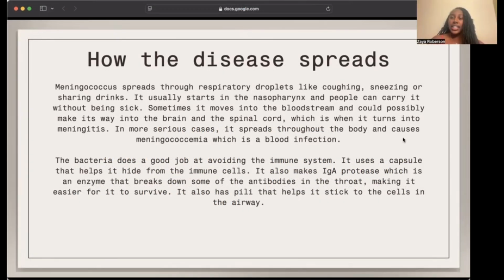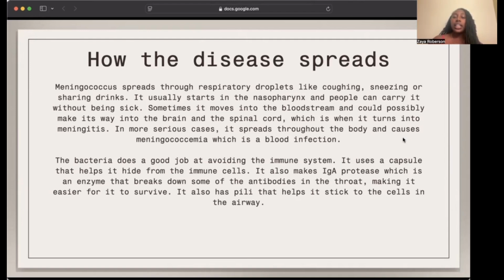So, how does the disease spread? Meningococcus spreads through respiratory droplets like coughing, sneezing, or sharing drinks. It usually starts in the nasopharynx, and people can carry it without even being sick. Sometimes it moves into the bloodstream and could possibly make its way into the brain and spinal cord, which is when it turns into meningitis. In more serious cases, it spreads throughout the body and causes meningococcemia, which is a blood infection.